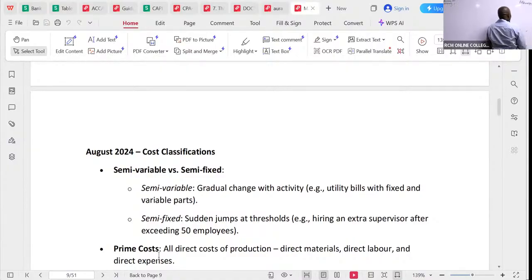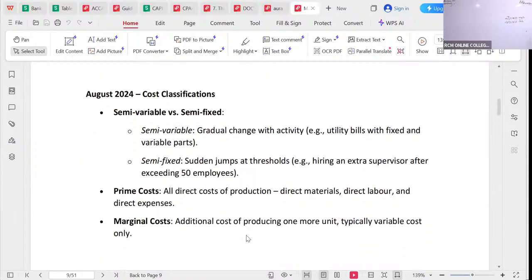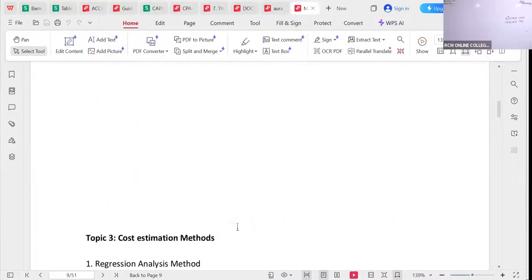So what is a prime cost? Direct materials. Another one is direct labor. Anything that is direct, even if they say direct overhead, still that will be a prime cost. So prime costs are all direct costs of production: direct materials, direct labor, and direct expense. Then we have marginal cost, and I define this for you. Additional cost of producing one more unit. I will not add more English, that is enough.